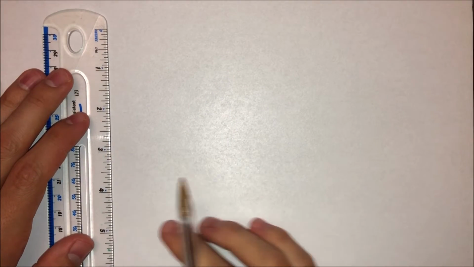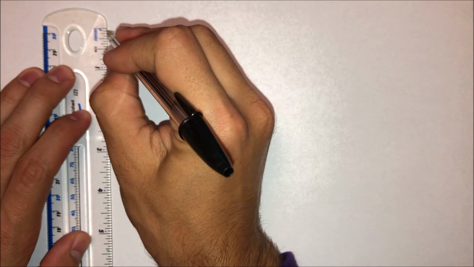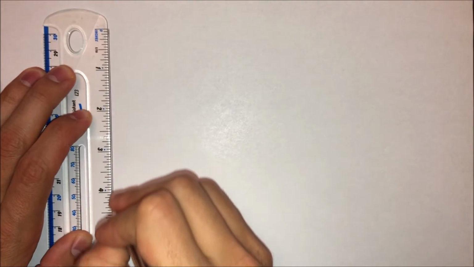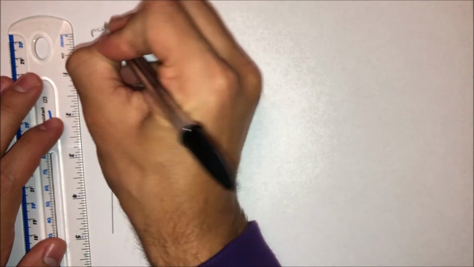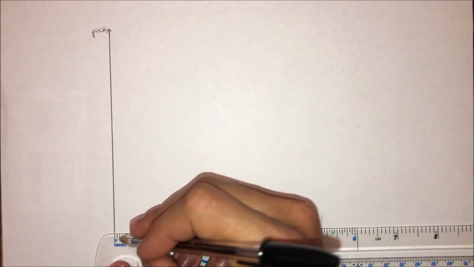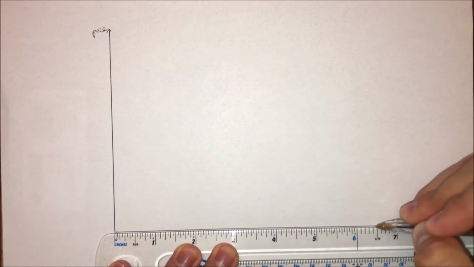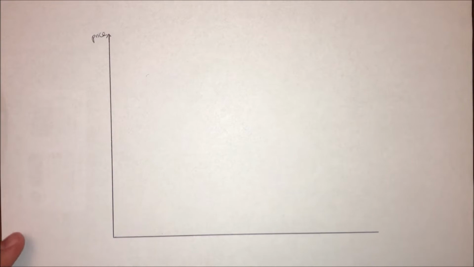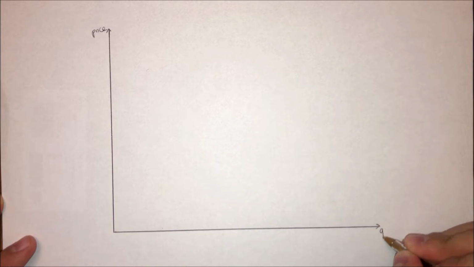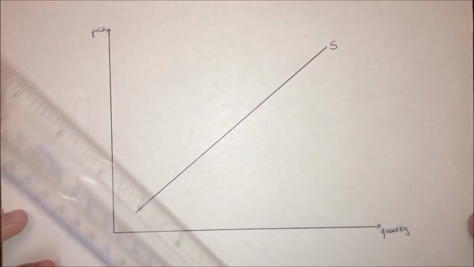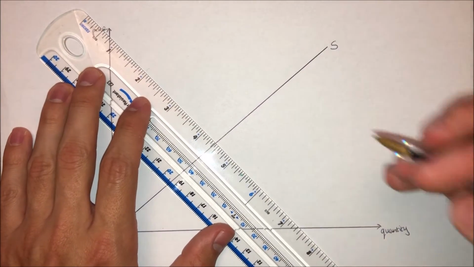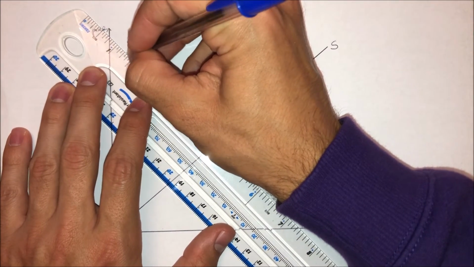So we start this graph in the same way as we start a lot of our economics graphs. That's with price on the y-axis and quantity on the x-axis. So we're going to start with a supply curve S, and then we're going to add in our demand curve, and this one is going to be D1.